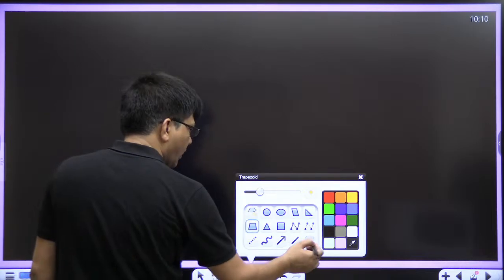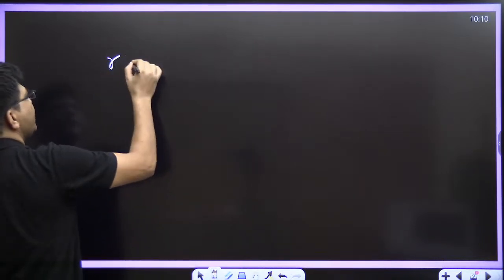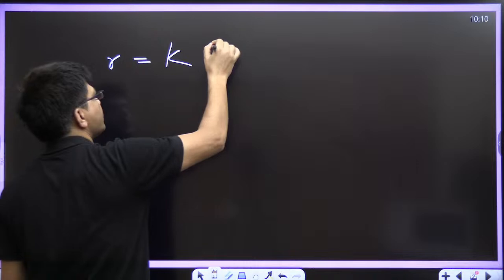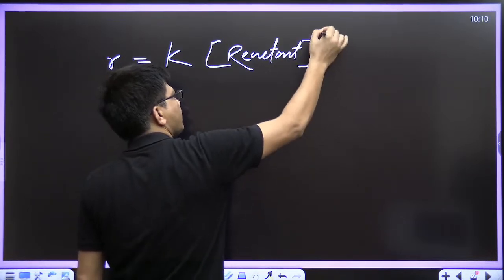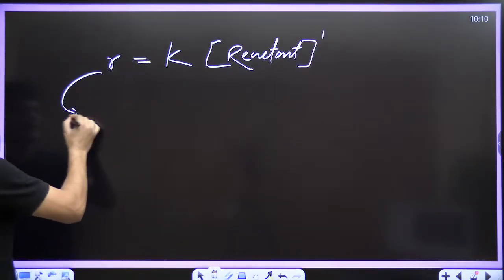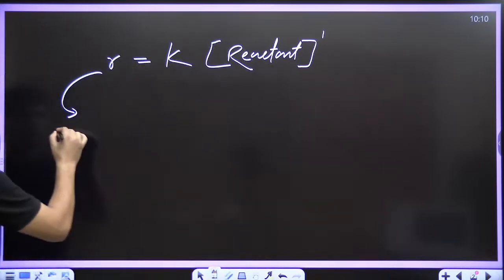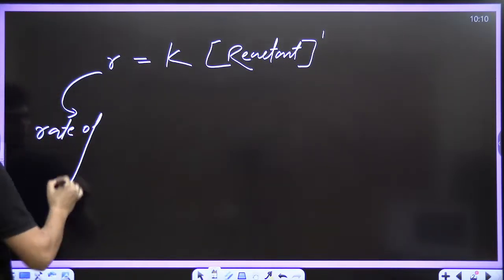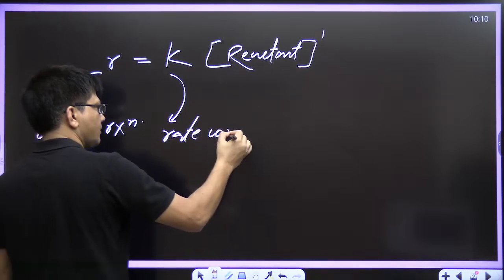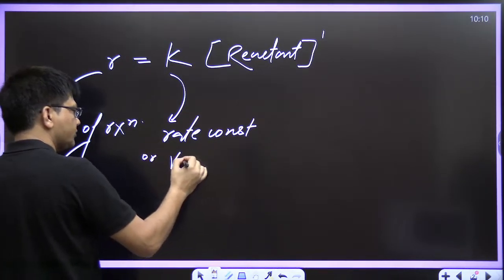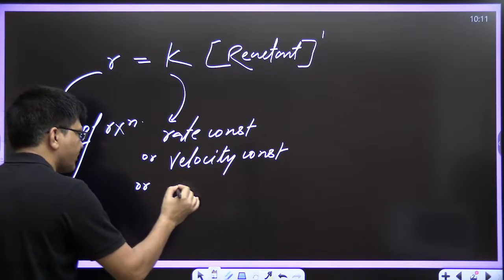Now, kids, one thing is very clear, that rate of reaction is equal to rate constant times concentration of reactant to the power 1, where R indicates rate of reaction. Let me write down these terms. They belong to chemical kinetics. Then I will explain. This means rate of reaction. This stands for rate constant, also known as velocity constant, also known as specific reaction rate.